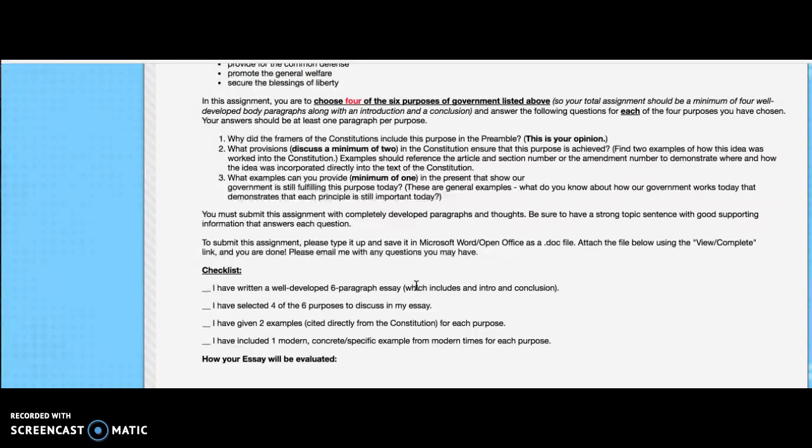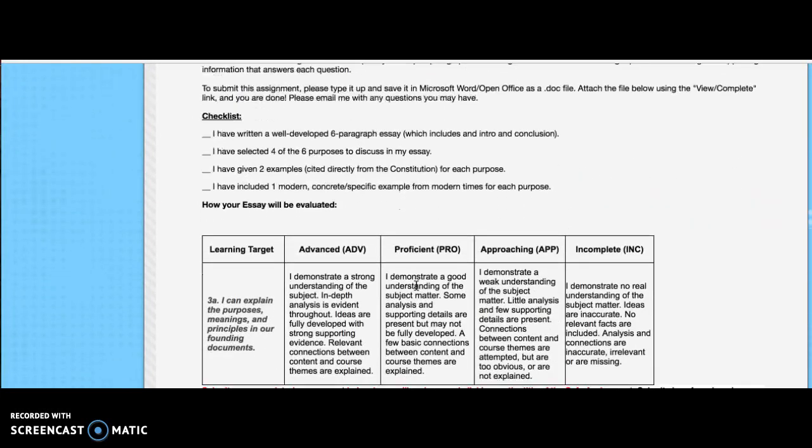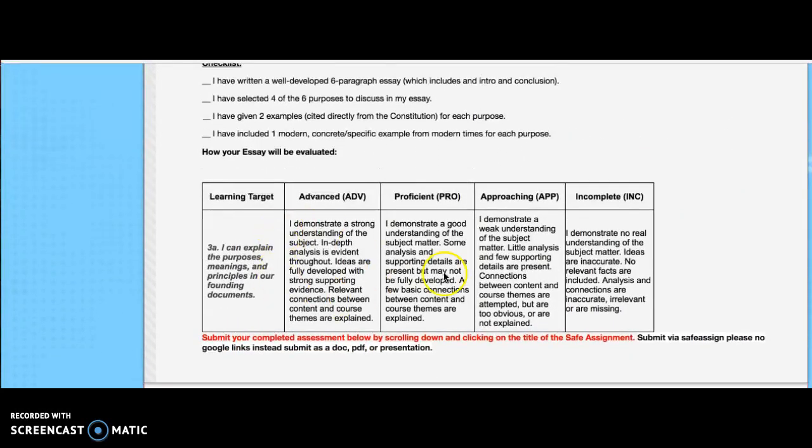So you have 4 paragraphs, 1 per purpose, and then a conclusion. So that should be your structure. You're getting graded on content. So were you able to go through the Constitution and find those specific examples?